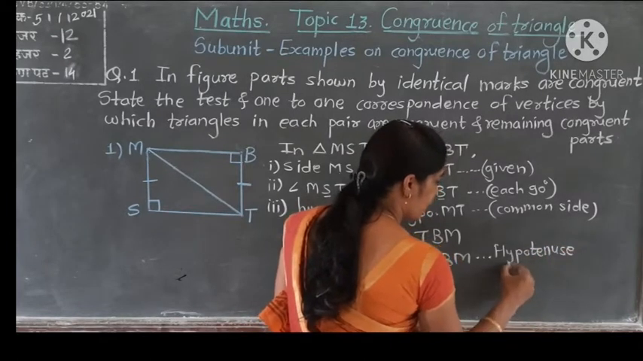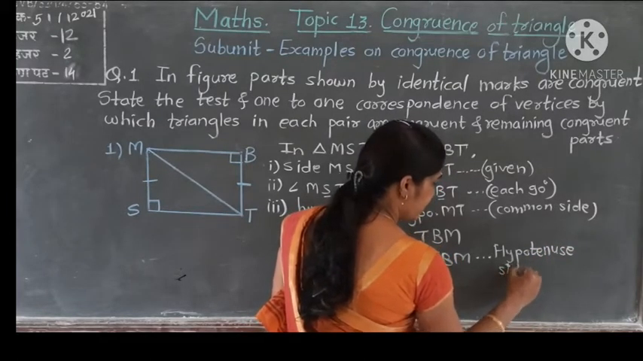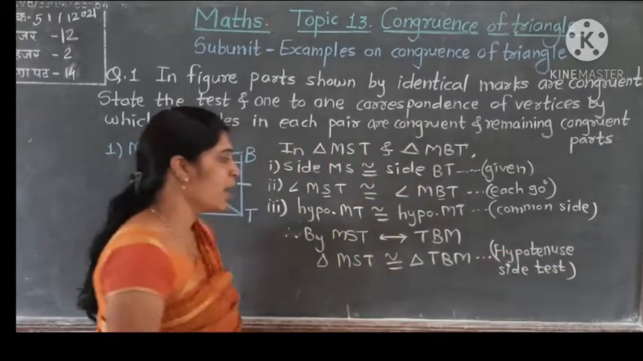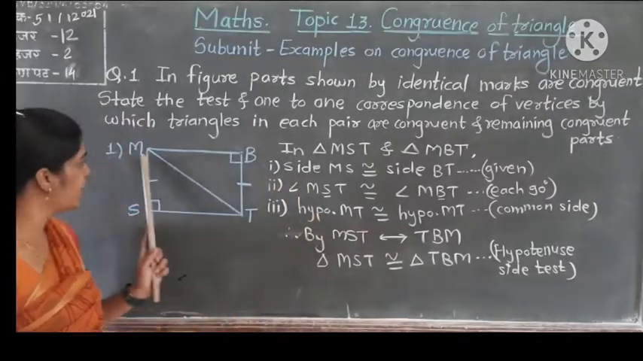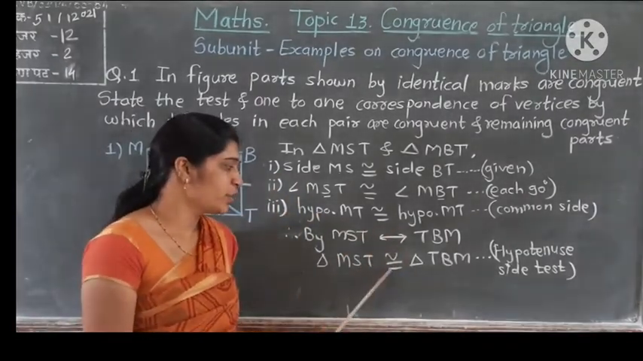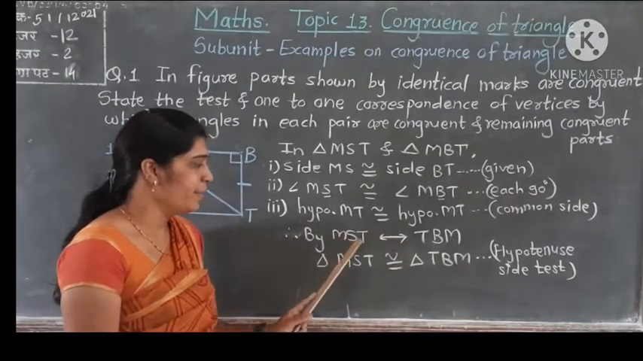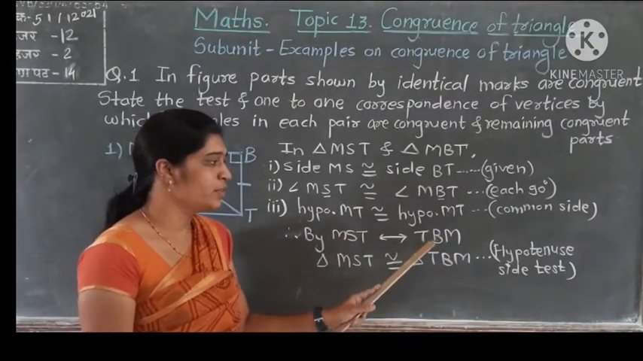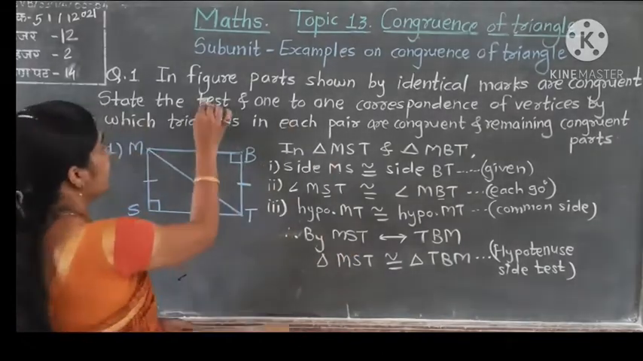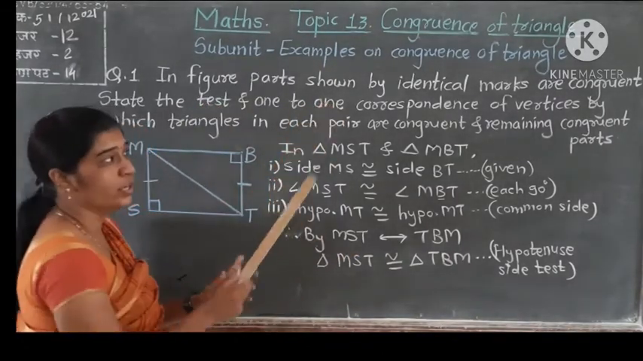Which test have we used? Hypotenuse side test. This test is named hypotenuse side test because here the hypotenuse is congruent and one side is congruent. Therefore, these two triangles are congruent by MST, one-to-one correspondence, TBM. Okay, understand? We have written the test and the one-to-one correspondence.